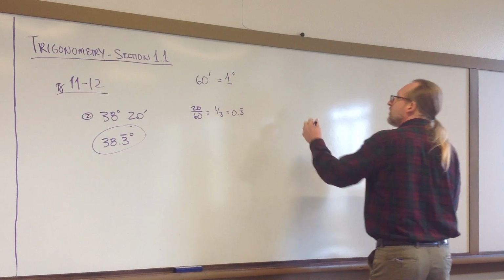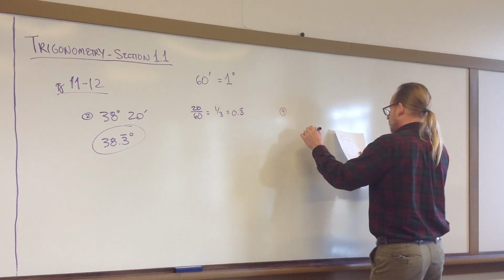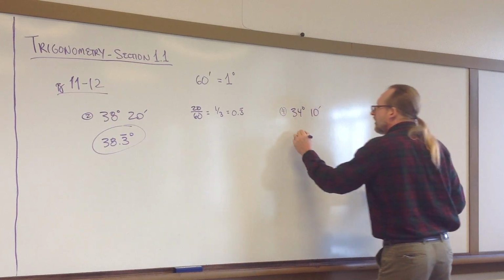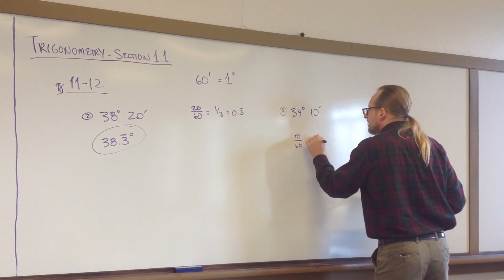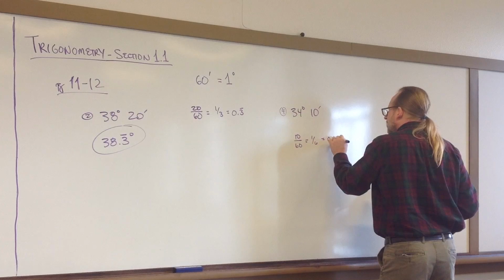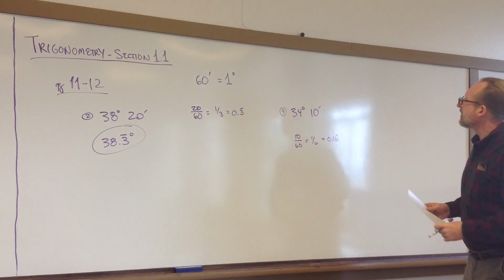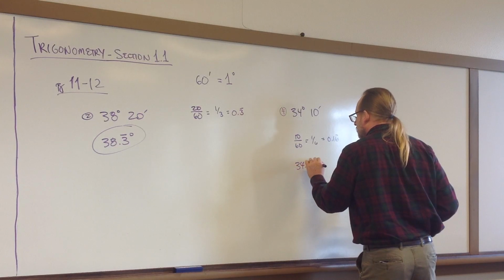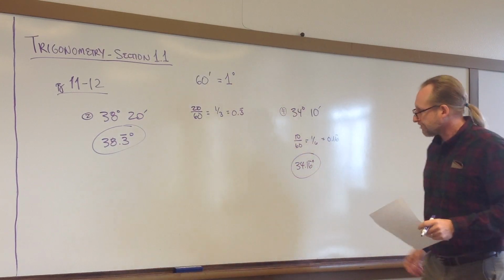Problem 4 is similar. This one is 34 degrees, 10 minutes. We do the 10 divided by 60. That's 1/6, which is 0.16 repeating. And so our answer here is 34.16 repeating degrees.